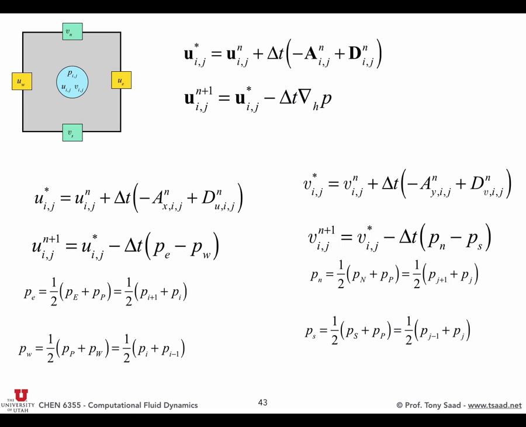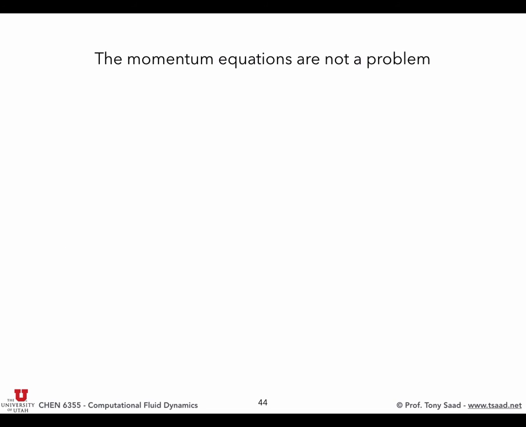Now notice I don't put the I index because it's I. Okay, that's great. Now the momentum equations are not a problem. They don't cause a problem, but it's the continuity equation that's a problem. So what happens with the continuity equation?